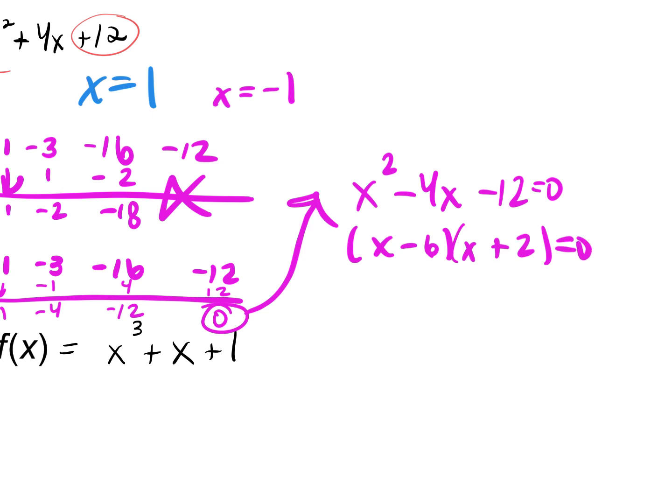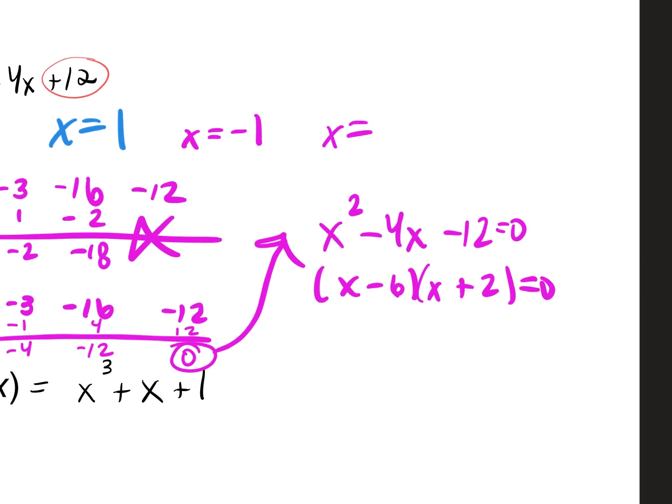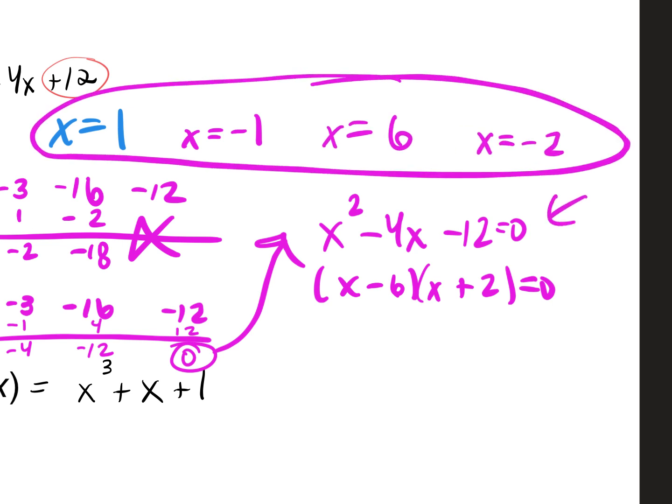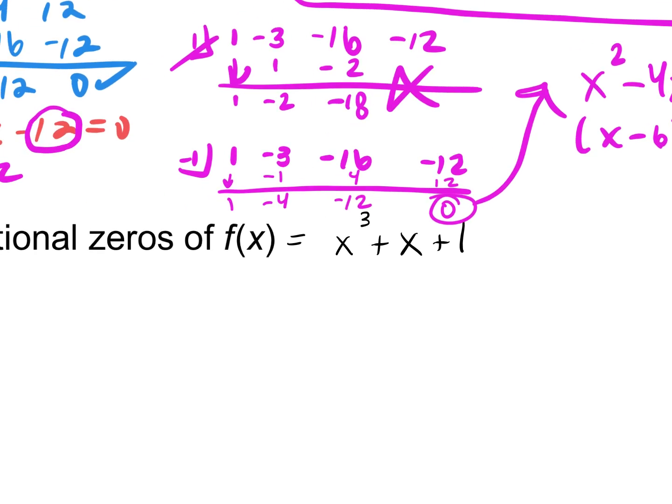Good. So my other two zeros are x equals what? 6 and x equals negative 2. Good. Now, guys, you might get to this step here. This is a quadratic, right? How do I know it's a quadratic? Because it's squared. What happens if you have a quadratic that doesn't factor? What do you have to do? The quadratic formula. That might happen. If you get to x squared and it doesn't break down anymore, then you might have to use the quadratic formula.